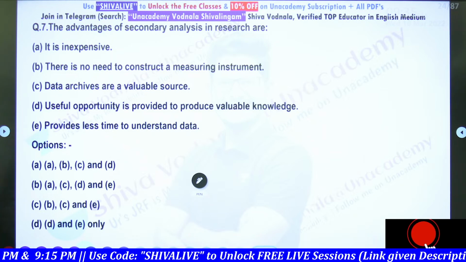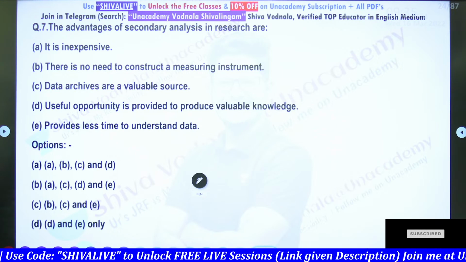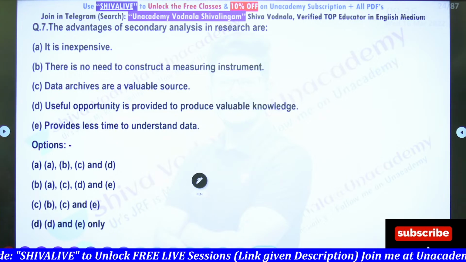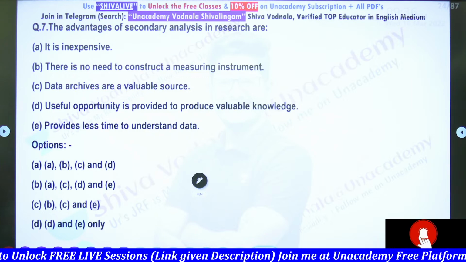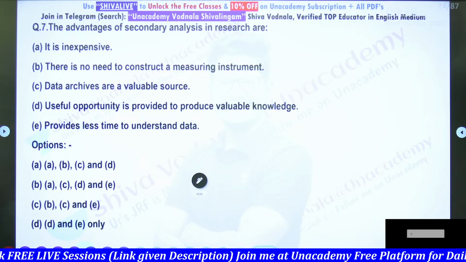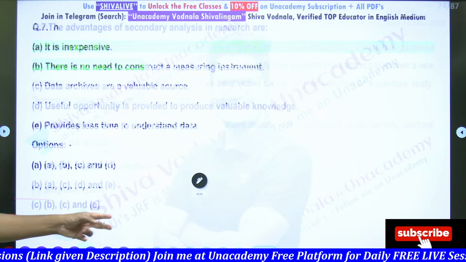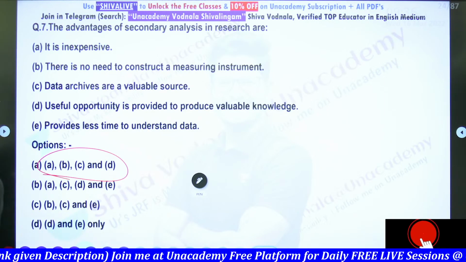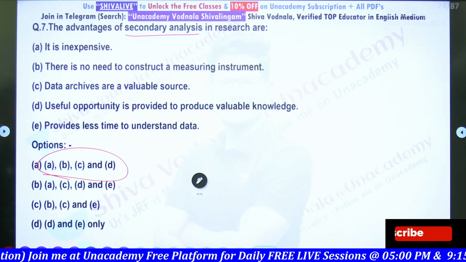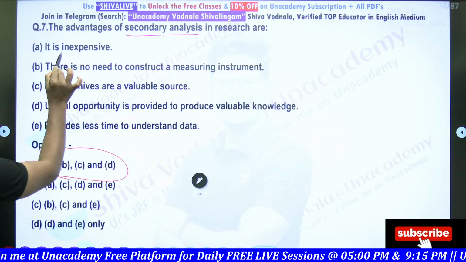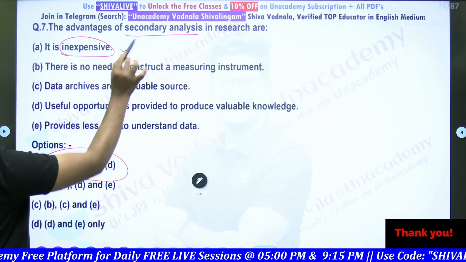So the advantage of secondary analysis in research. Thank you, Ranjit. So option A is the given answer. They're asking about secondary analysis. Why will we go for a secondary analysis rather than a primary analysis? The advantages are it is inexpensive, because somebody has already done a primary analysis. We are going to do the secondary analysis. It is inexpensive in nature.